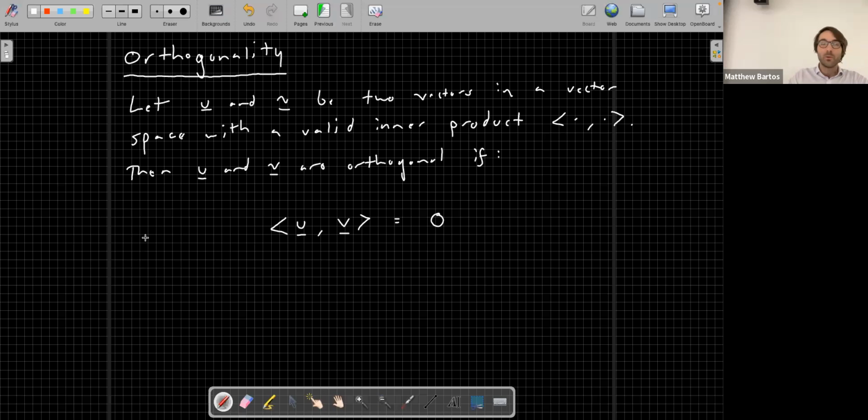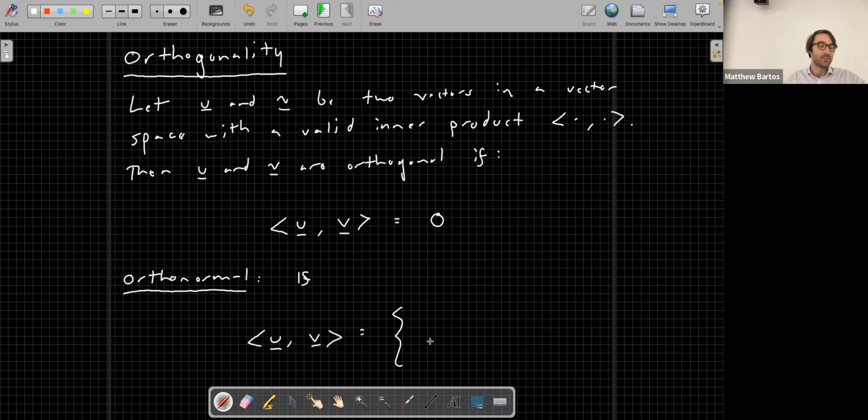Right? We also say that those vectors are orthonormal. So they're orthonormal if we take that same inner product of u and v, and if u is not equal to v, that inner product is equal to 0.